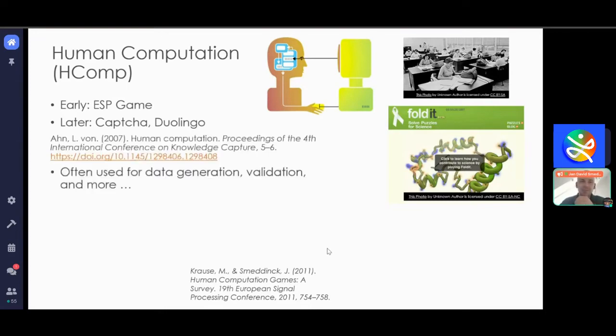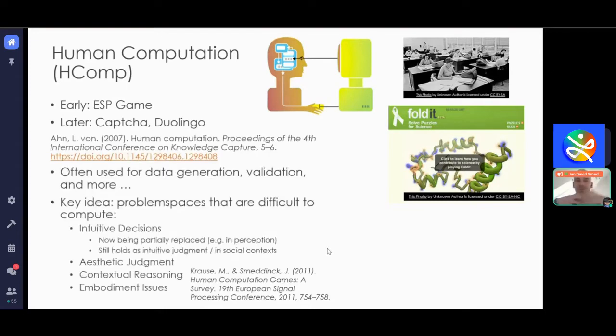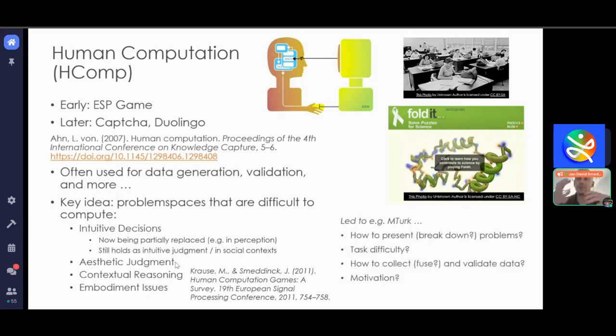And we see that pattern a lot. In problem spaces that are difficult to compute, especially initially, and we listed some in an earlier publication here, intuitive decisions, aesthetic judgment, contextual reasoning, embodiment issues, these are still difficult to solve for machines. And when you face these issues, we now very often see the pattern where people use human computation in the first place to solve a practical issue, maybe sometimes even in production, but then in parallel, they collect data so that eventually, given enough data and time in building models, the issue can be automated, right?